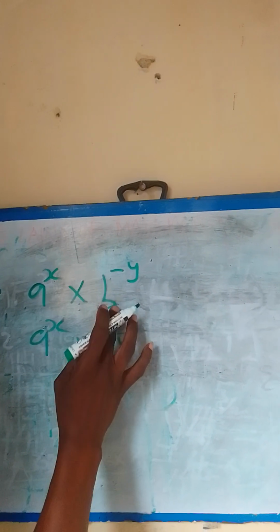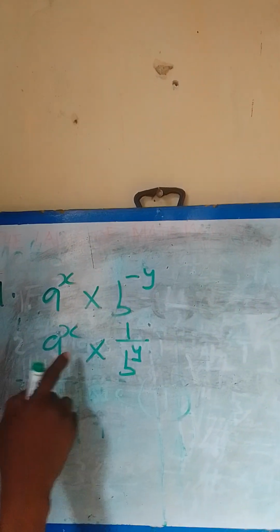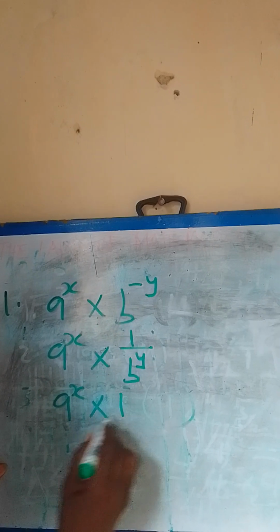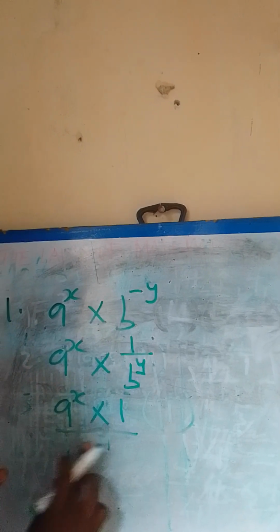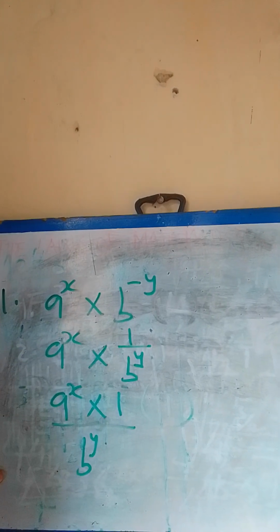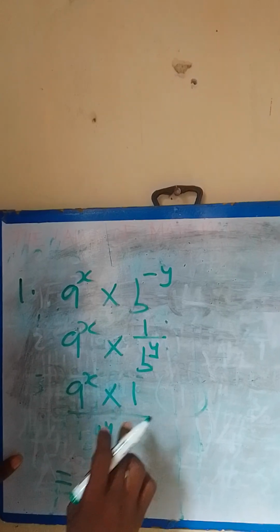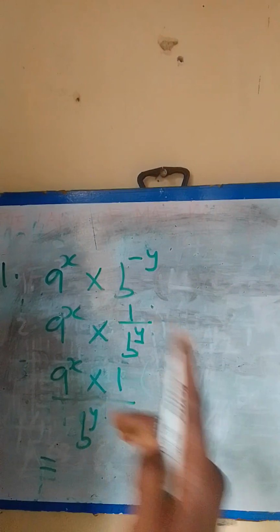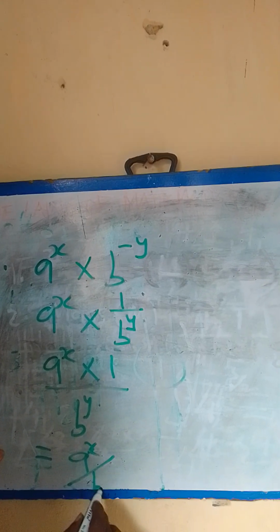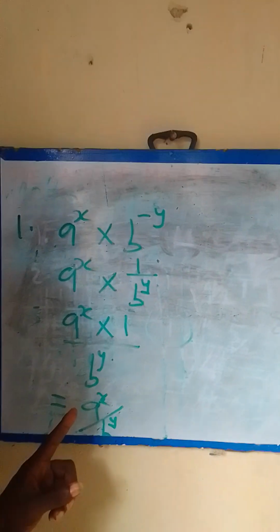So it becomes the reciprocal of the base times the index here, y. And this is the same thing as saying a raised to power x times 1 all over b raised to power y. Anything times 1 is that thing. So we now have a raised to power x all over b raised to power y. So this is one of the points I want you to take note of.